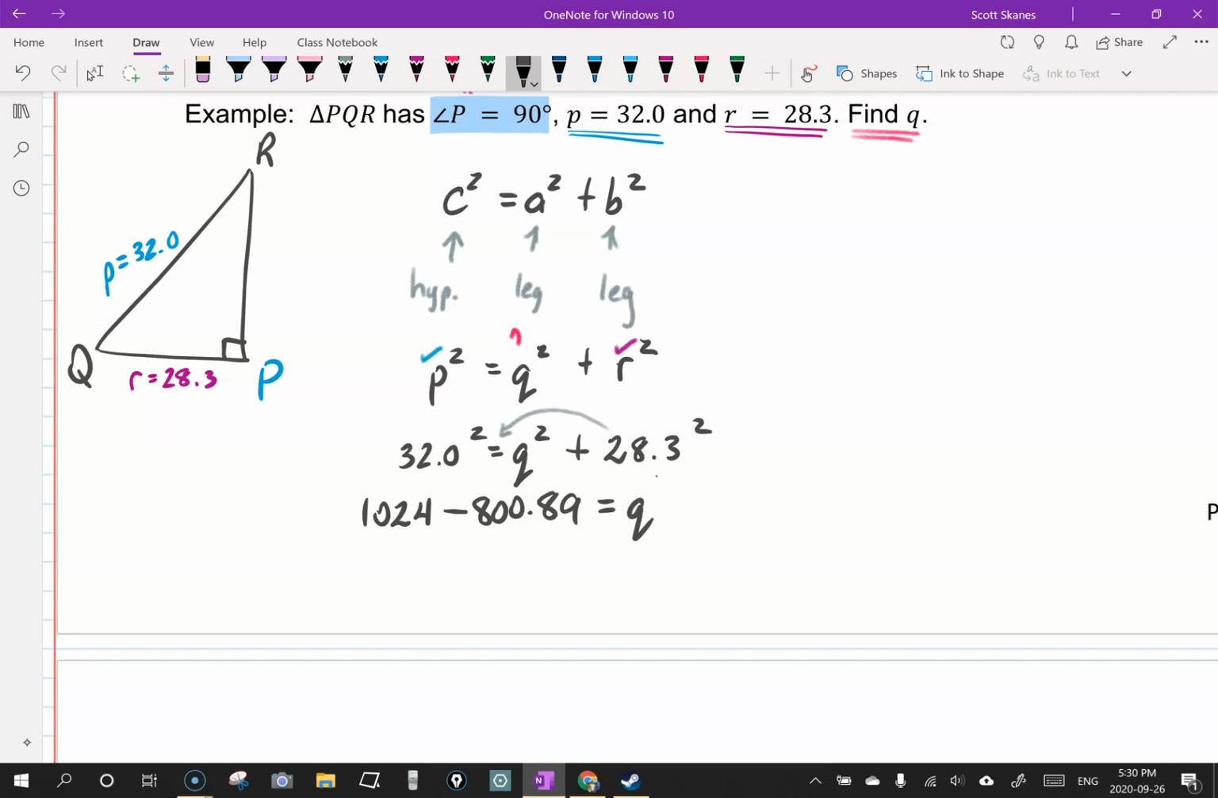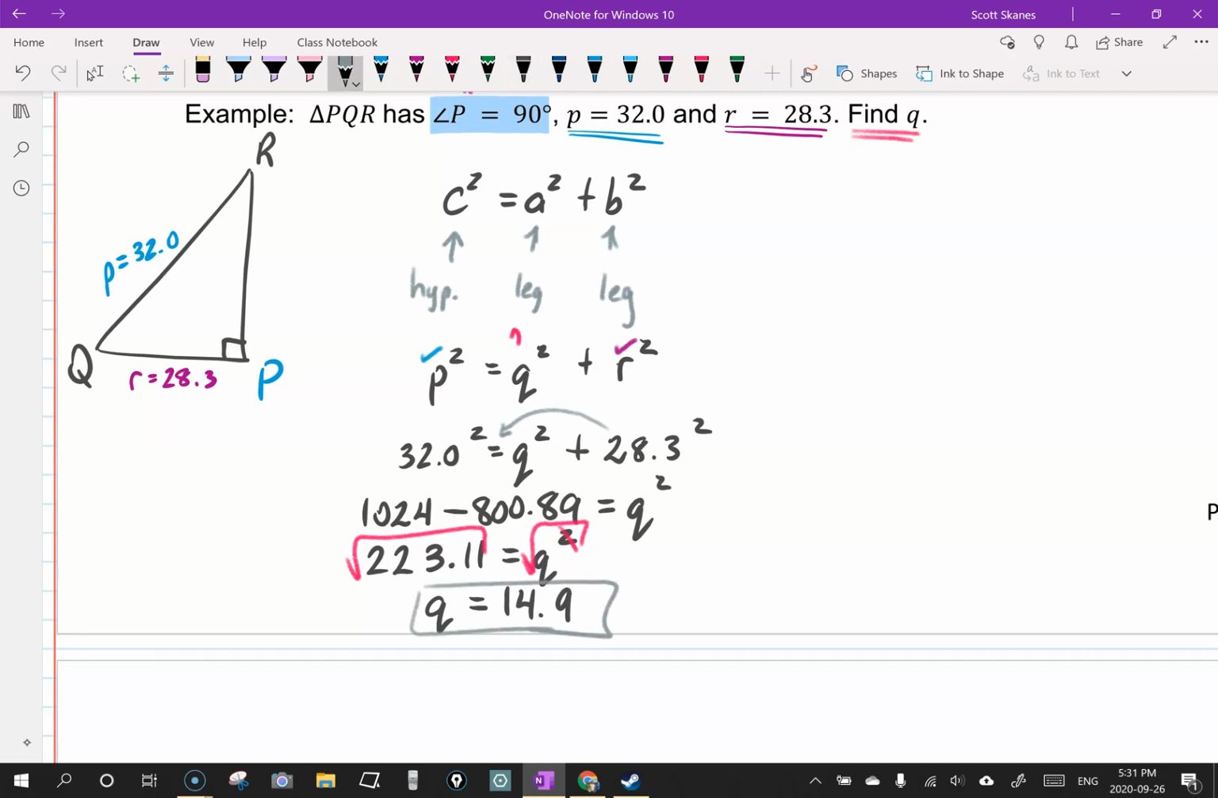28.3 squared is 800.89. And that equals Q squared. So I'm going to simplify the left side. If I do that, I end up with 223.11 equals Q squared. And hopefully you remember what I did last time I had it squared. I square rooted both sides. So I'm going to go ahead and do that now. That cancels the square. Square root the left side. I'm going to say Q must equal whatever that answer is. And in this case, my answer must be 14.9.